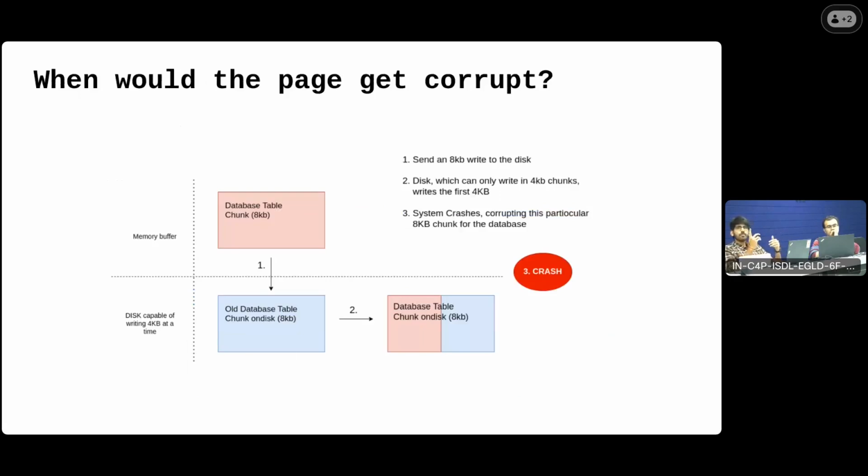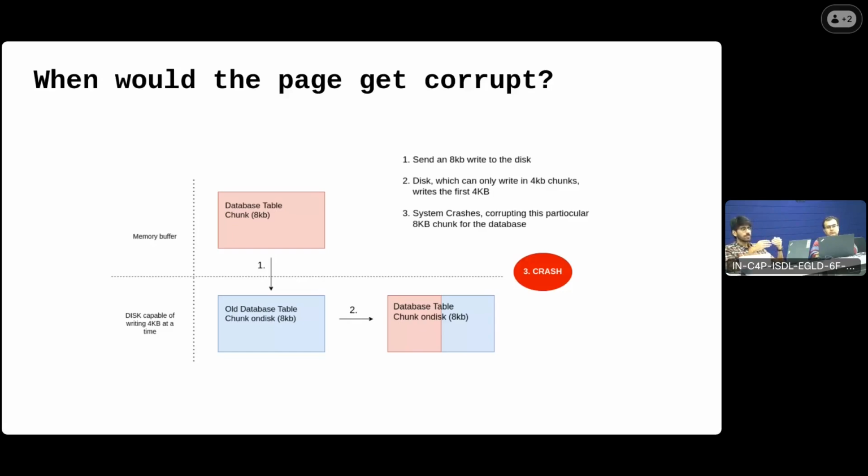So if you look at the top red box, that's our 8 KB chunk, right? Now we need to understand that the underlying disk has some constraints. Usually these days, most disks have a limitation of 4 KB of write that they can do at a time. So if we ask the disk to write 8 KB, it will have to do it in two operations. It will first write the initial 4 KB, then it'll write the next 4 KB. And that is where the non-atomicity comes in.